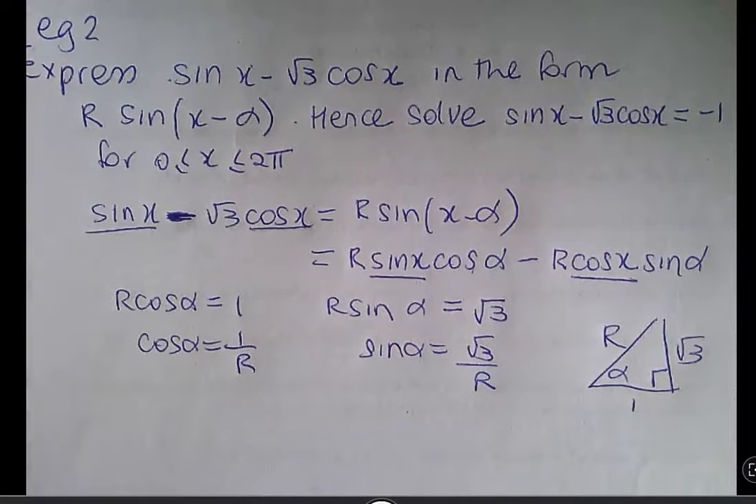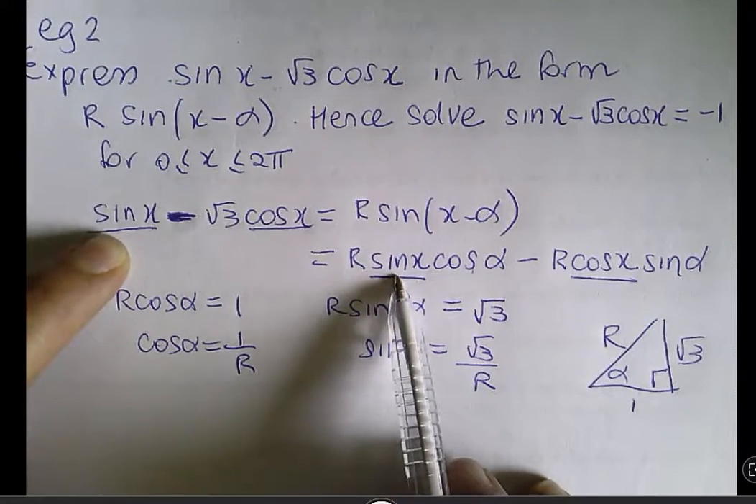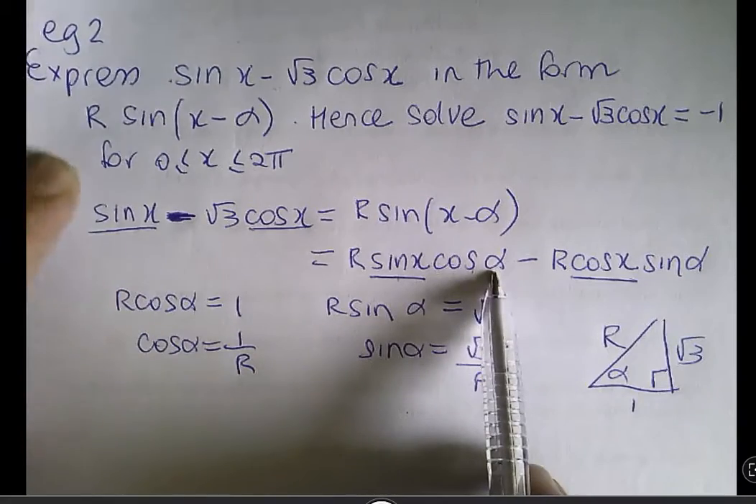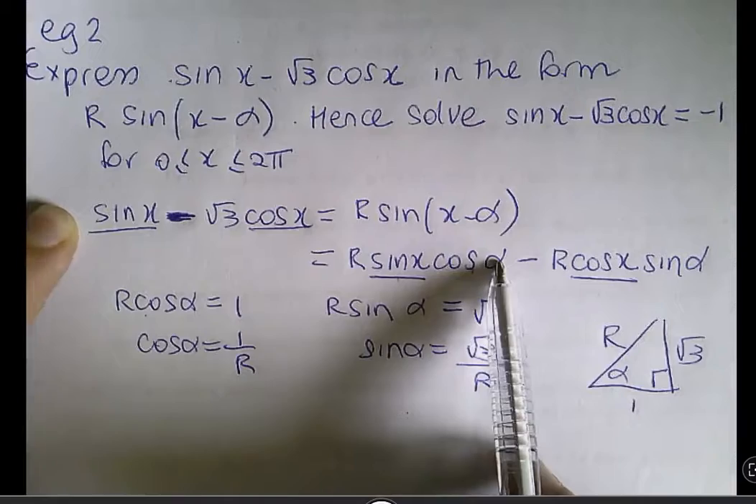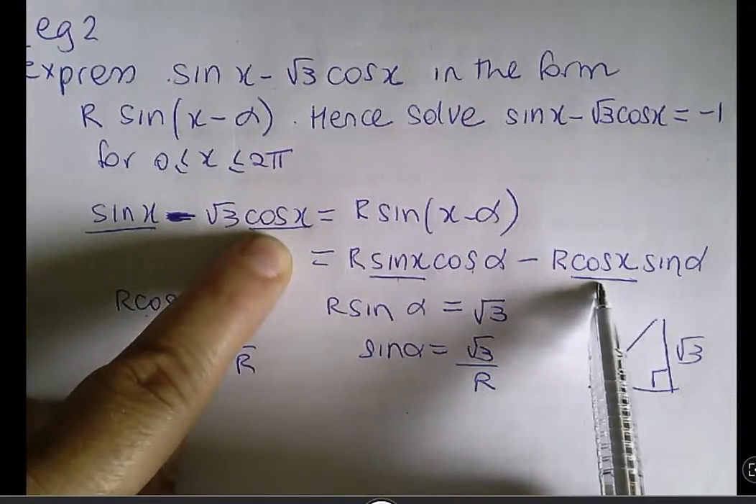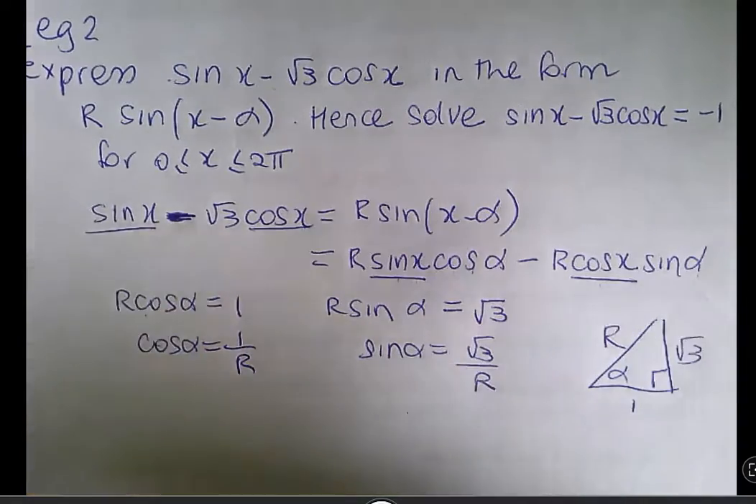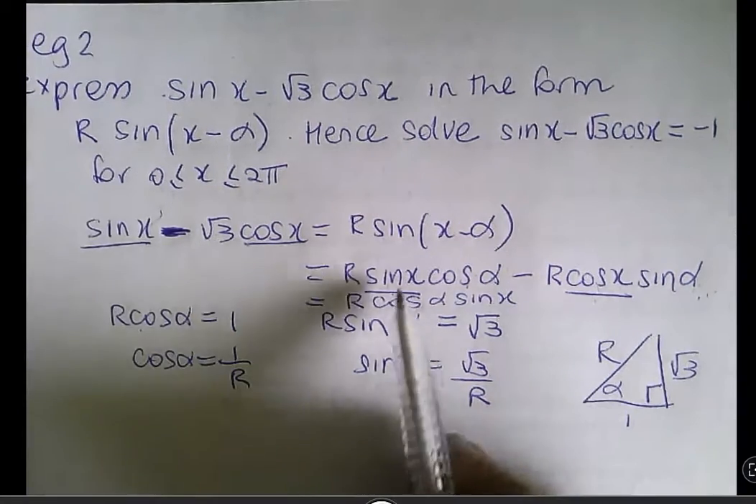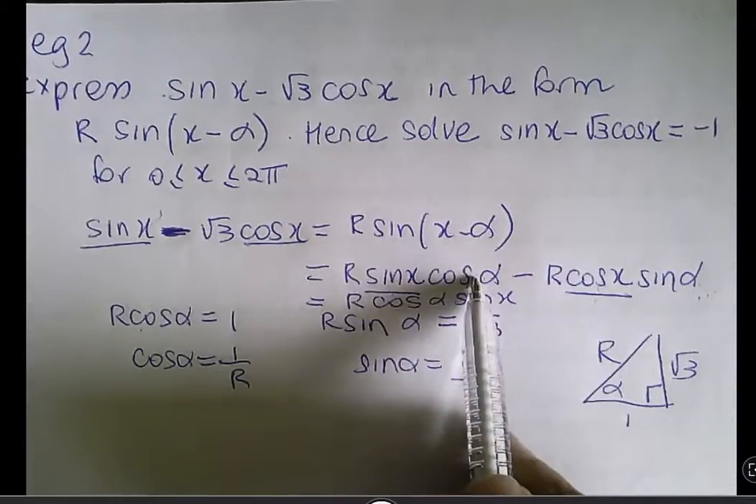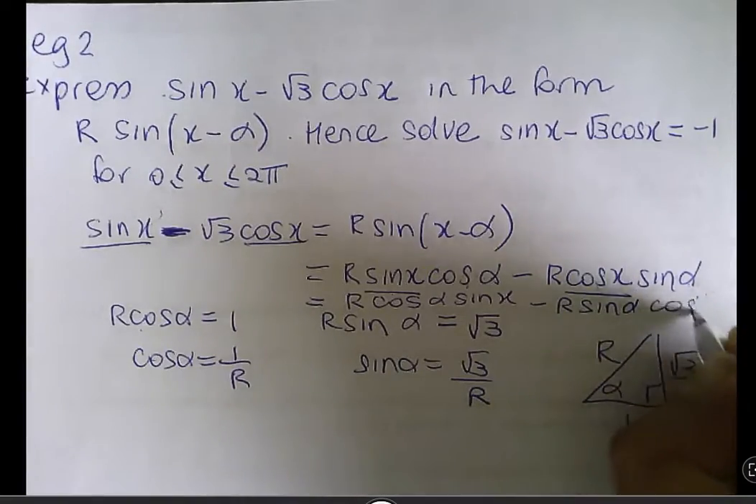So, see how the first term has sine x? This one has sine x. Therefore, r cos alpha is 1. See how this is cos x and that is cos x? Therefore, r sine alpha is root 3. You're comparing left-hand side and right-hand side. When you do the expansion, sometimes it's easier just to then, next step, swap these two around, swap those two around. Minus r sine alpha cos x.